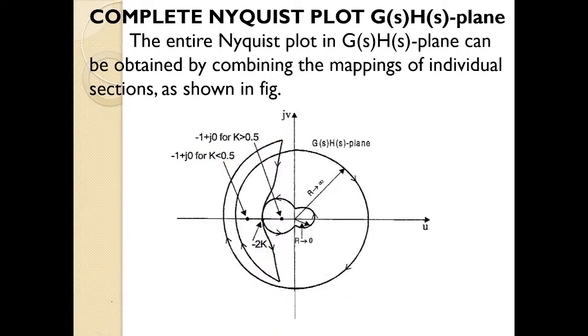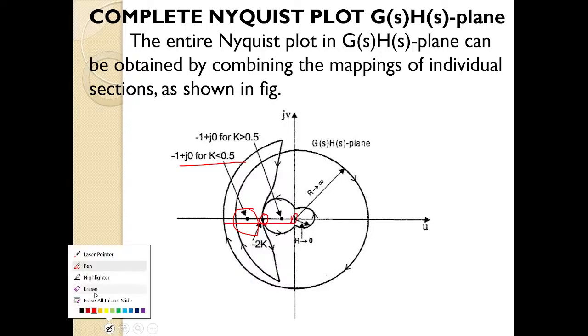I will erase all inks. Let us consider only this point, that is K less than 0.5. If you observe carefully, this is my minus 1 plus j0 point. Where does the contour cross the real axis? This is the crossing point of the contour on the real axis. So the contour crosses the real axis in between minus 1 plus j0 and the origin.